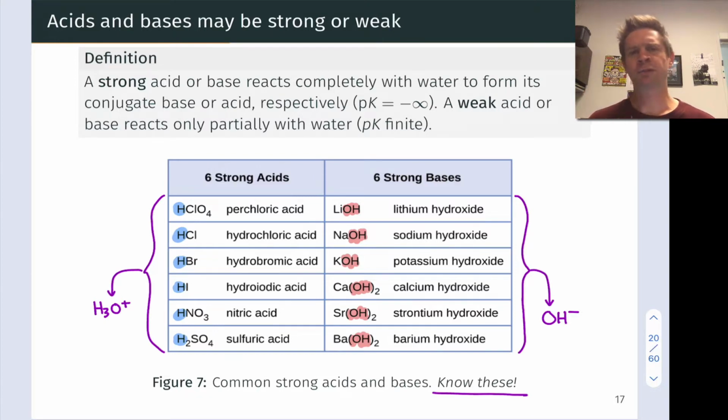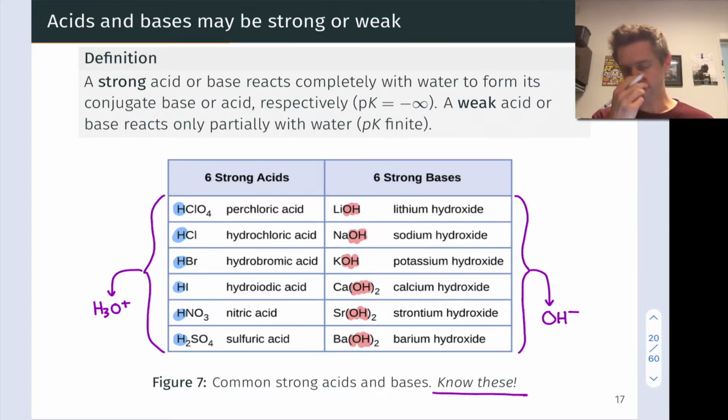A strong acid or base reacts completely with water to form hydronium or hydroxide and the conjugate base or acid of the species, respectively. So, for example, the strong acids, 6 of which are listed here, the 6 most important, react completely when dissolved in water to form H3O+. And so, for example, if we're thinking about the stoichiometry of a strong acid, we can think of it effectively as the entire number of moles of that acid becomes hydronium ion, H3O+.